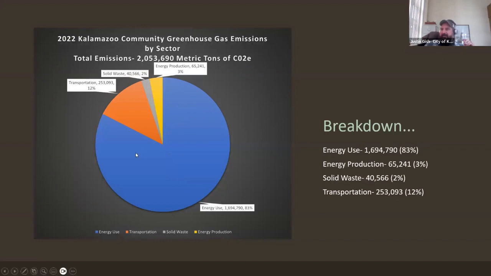So remember that the national pie chart looked different than ours. Here, it's 83% energy use. And in this energy use, we're including natural gas use and electricity usage. So this is all data that consumers gave me. So it's 83% just energy. So here when we talk about efficiency and decarbonization and solar panels, I think Rick's on this call. He's perking up right now. That's that number there. Energy production, WMU's power plant, is 3% of all emissions in the community. Solid waste is 2%. And then transportation, all the cars and trains and buses, is 12%.